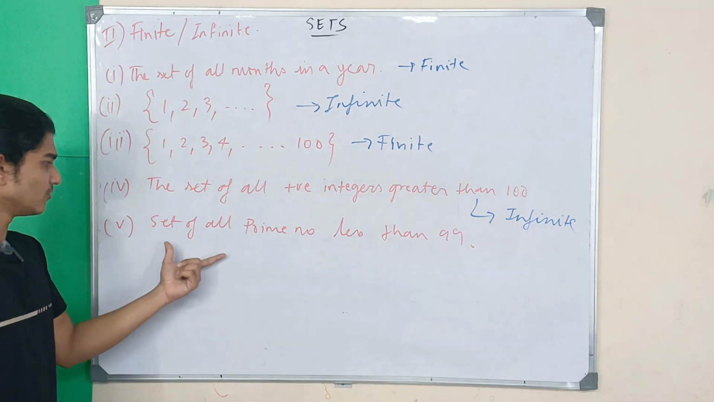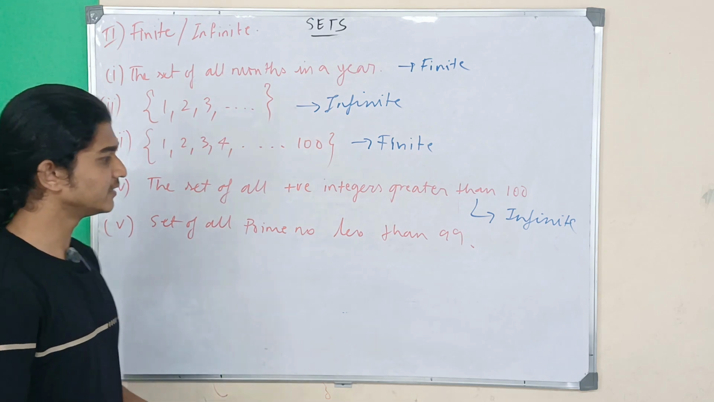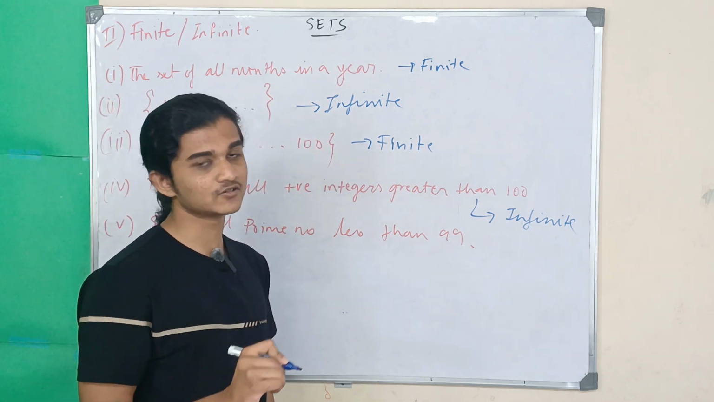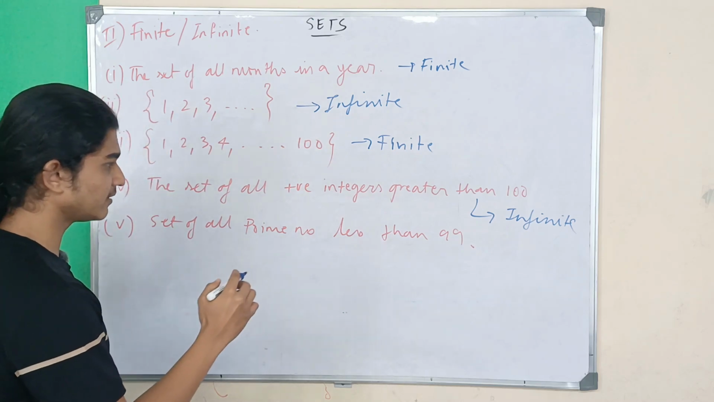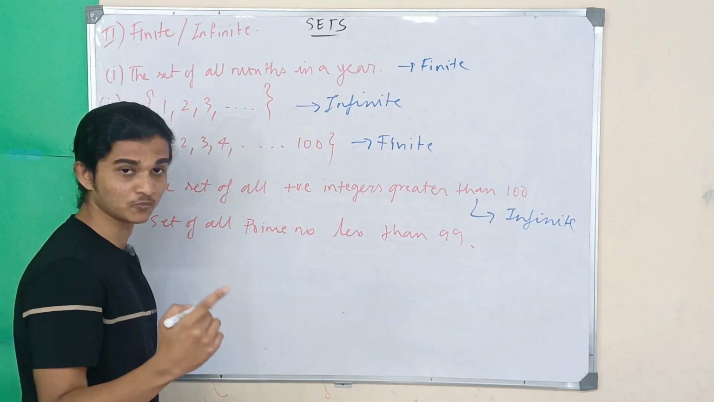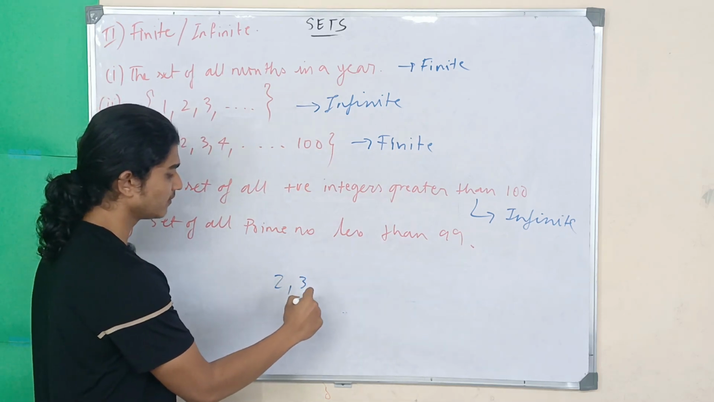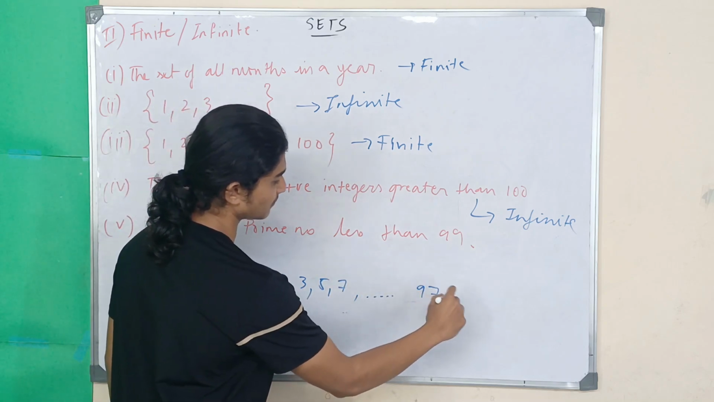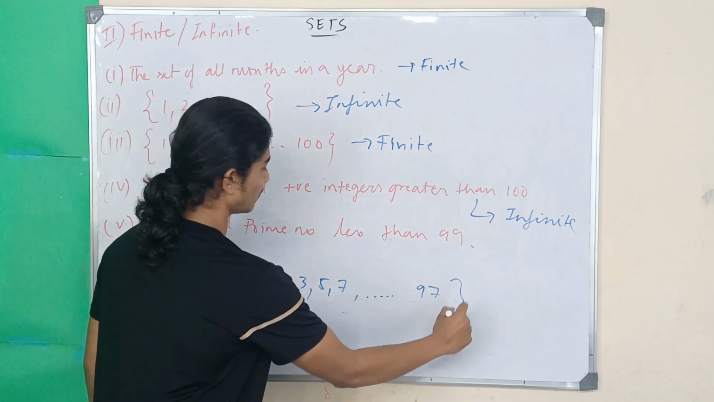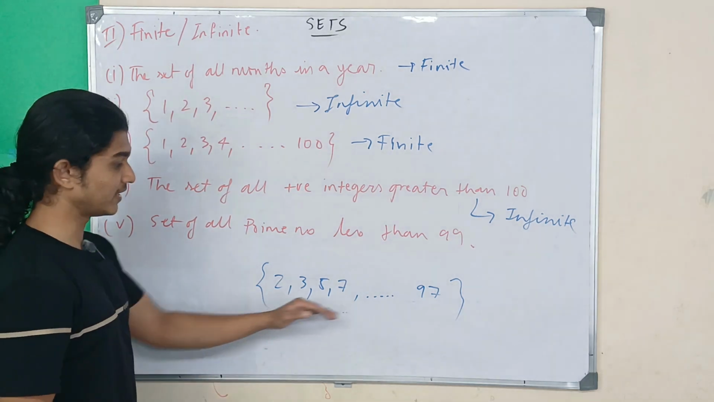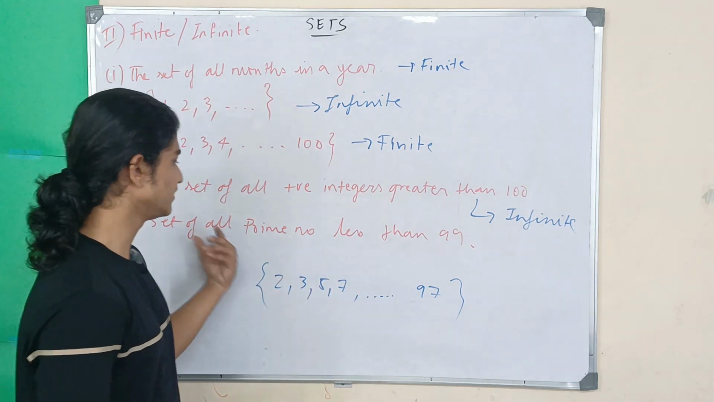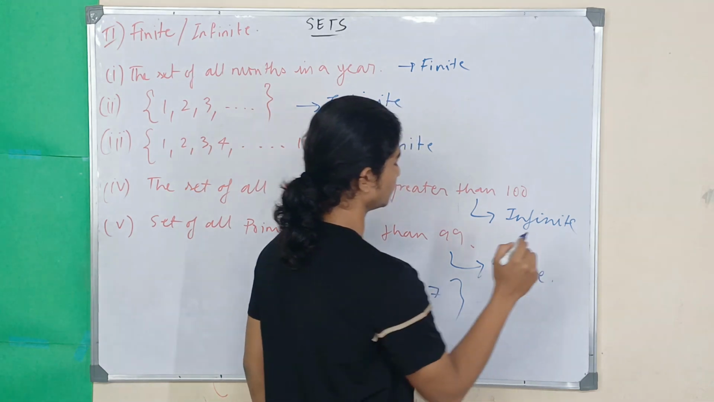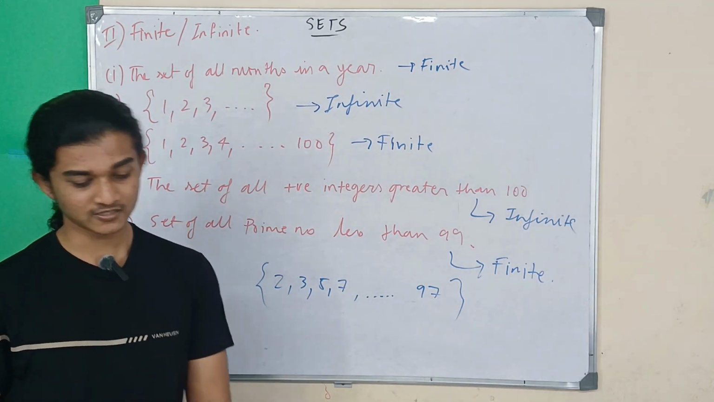And the last one is the set of all prime numbers less than 99. You must keep in mind that prime numbers are always natural numbers. They're saying less than 99, which means, as you know, primes start with 2, 3, 5, 7, all the way up to, I think, 97, which is a prime number. So there is a finite number of elements in this set. From this I can say this is a finite set. So it's quite easy to solve. Just try to understand the problem more.